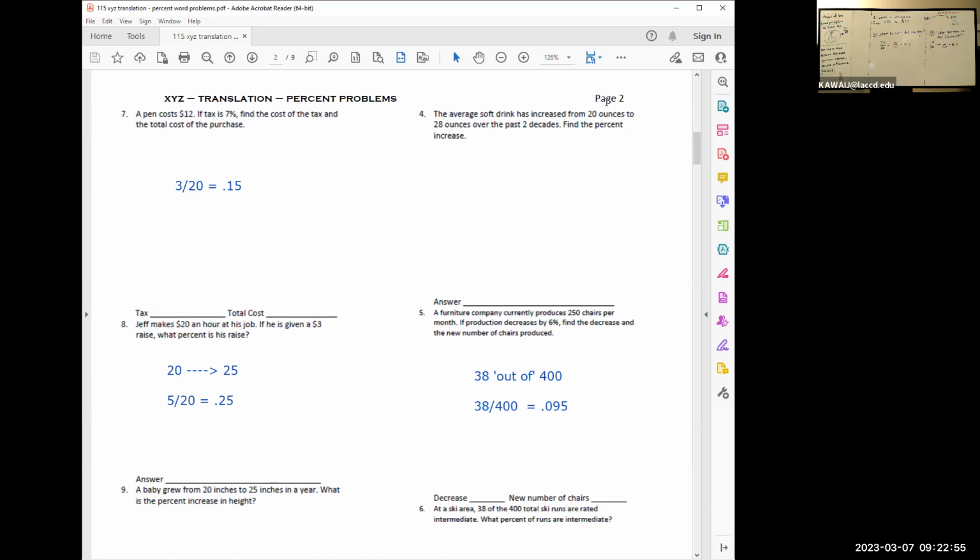So for this one, we're going from 20 to 28. And we want to find the percent increase. So it hints to us that we want the difference. So we have 8 over the original value, which is 0.40, which is 40%. Okay. Let's go to the next page.